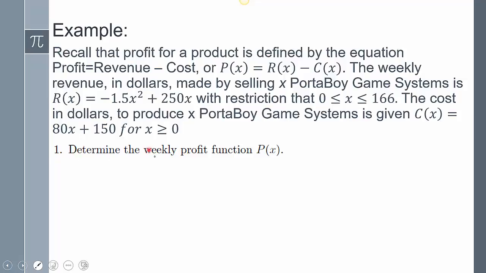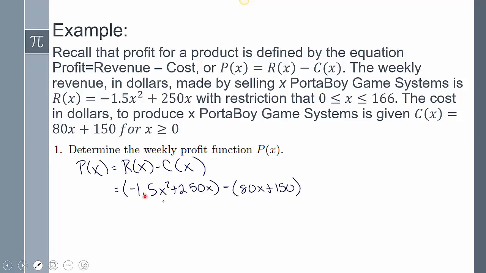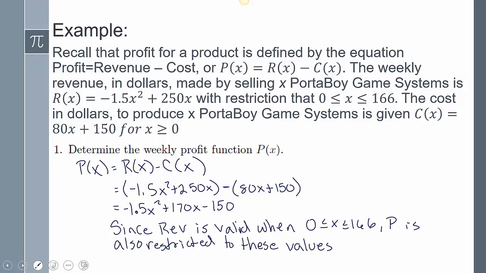The first thing it's asking us to do is determine the weekly profit function P of x. So if I know that P of x equals R of x minus C of x, I just need to plug in what R of x is. So we said R of x is this. And I need to plug in what C of x is. And we said C of x is this. So R of x minus C of x. Now I have to distribute that negative through, and when I do that and combine like terms, I get this statement here. The only thing that we have to remember is we also have to include the domain. So it's only valid on this domain right here. And so that is still a valid domain for what we're doing. Now the domain could change based on this equation, but we just have to remember that valid domain there.